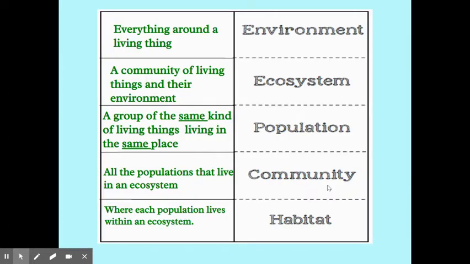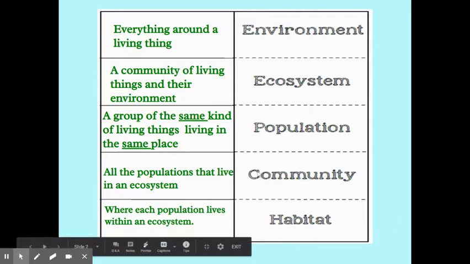So let's review our key words here. Environment means everything around a living thing. An ecosystem is a community of living things in their environment. A population is a group of the same kind of living things living in the same place. A community is all the populations that live in an ecosystem. And a habitat is where each population lives within an ecosystem.